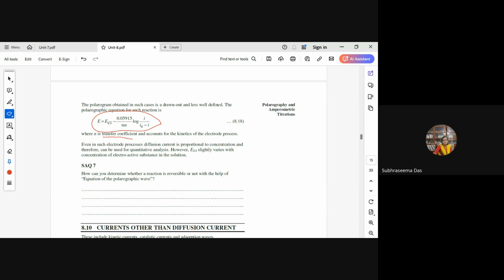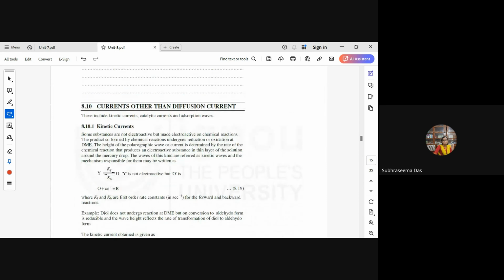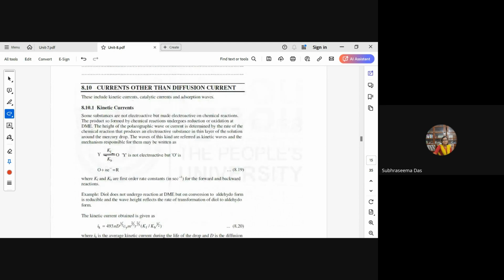Even in such electrode processes, the diffusion current is proportional to the concentration, and therefore it is used in quantitative analysis. However, the E half here varies slightly with the concentration of the electroactive substance in solution. Now, there are currents other than diffusion current, called kinetic currents, catalytic currents, and adsorption current. In kinetic currents, some substances are not electroactive in nature, but they are made electroactive due to some chemical reactions.